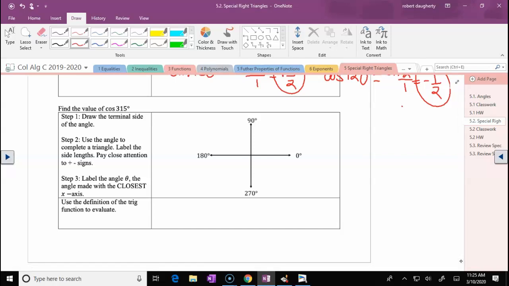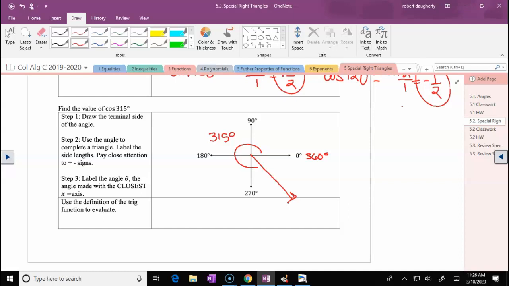Find the value of the cosine of 315. First step is to draw the angle. So 315, if I go all the way around, what is that? What's a complete revolution? 360, okay, but I'm not going that far. I'm going 315 degrees. How far short am I stopping? How far short am I to 360? 45.